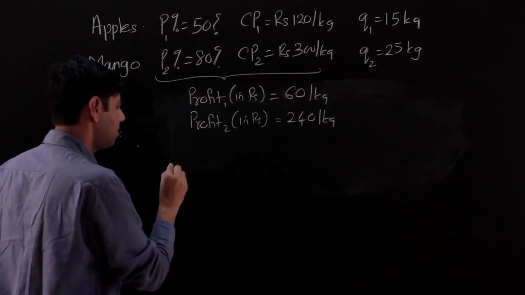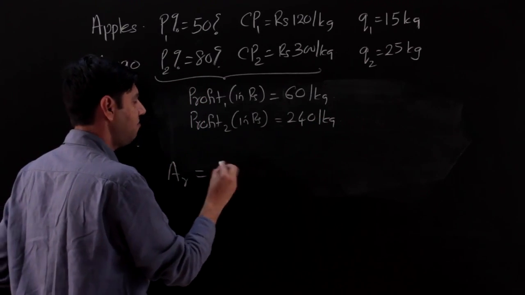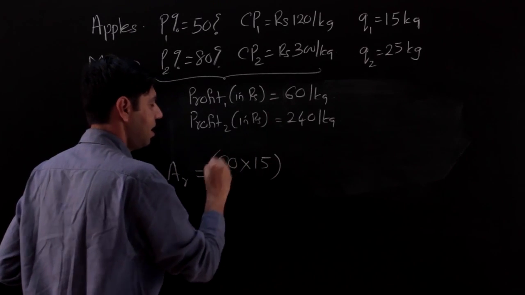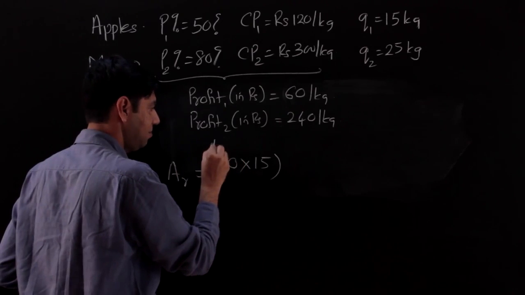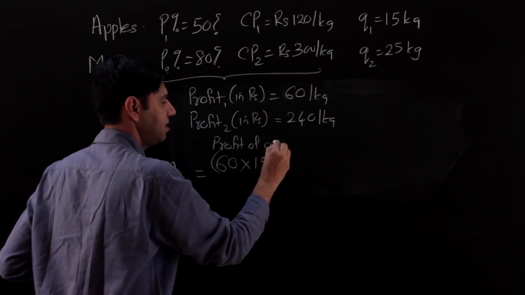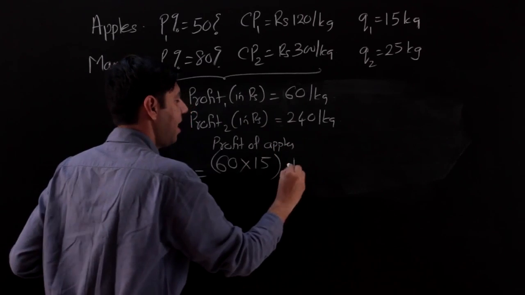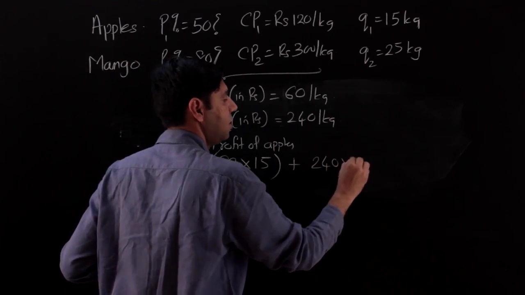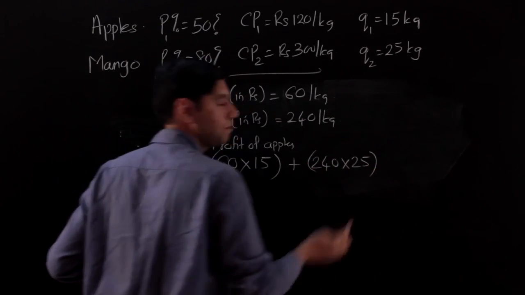And so I bet some students might come down to the format of 60 per kg. How many kgs am I selling? 15 kgs. So this is my profit on apples, profit made on apples. Oh, so this seems okay. And the profit made on mangoes is 240 per kg. So I am selling 25 kgs.